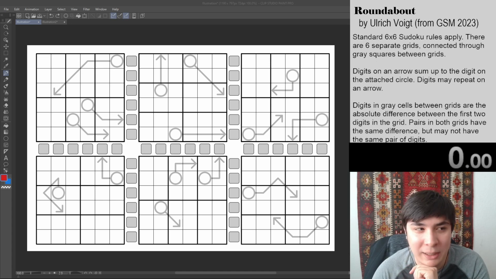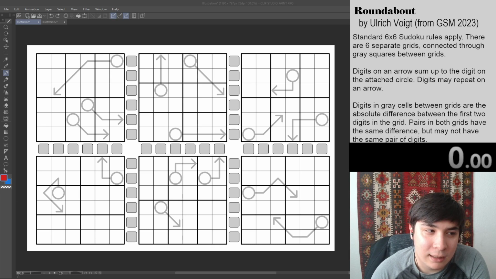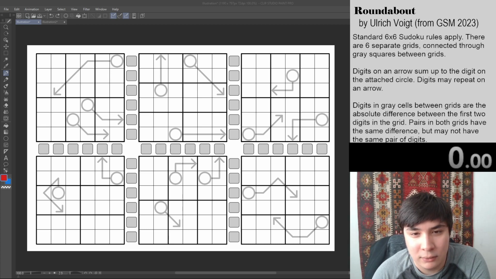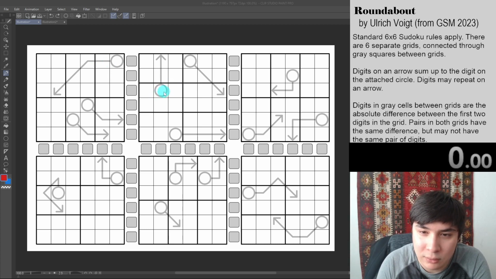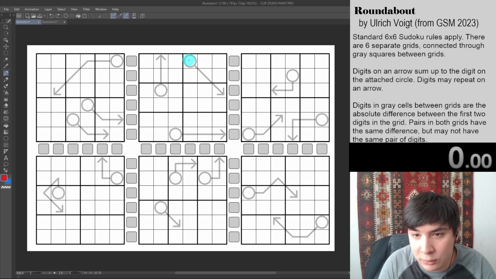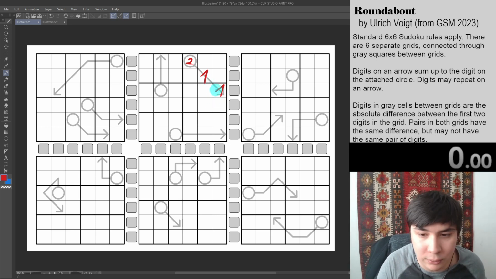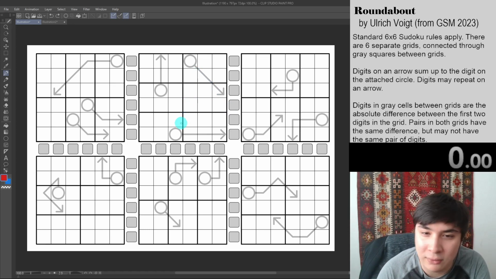It's called Roundabout. It's a series of 6x6 Sudokus, standard 6x6 rules apply, numbers from 1 to 6 in each of these 2x3 cages, and arrow Sudoku rules apply. So the number in the circle here, if it's like 5, it's the sum of 2 and 3, or 1 and 4, or whatever. And of course, digits can repeat on an arrow if they're not otherwise restricted by regular Sudoku rules. So diagonal arrows are fine for repeated digits, for example.